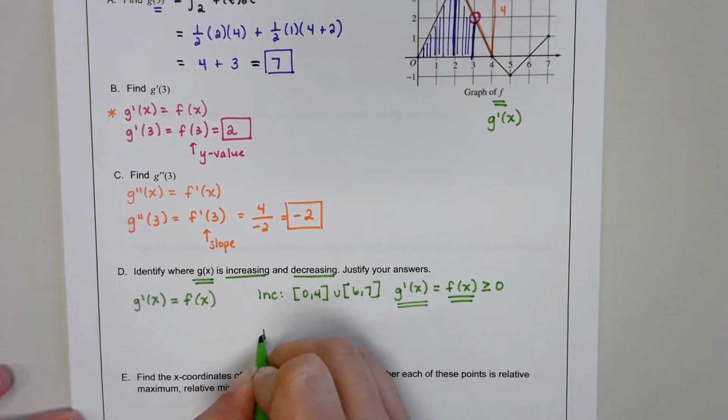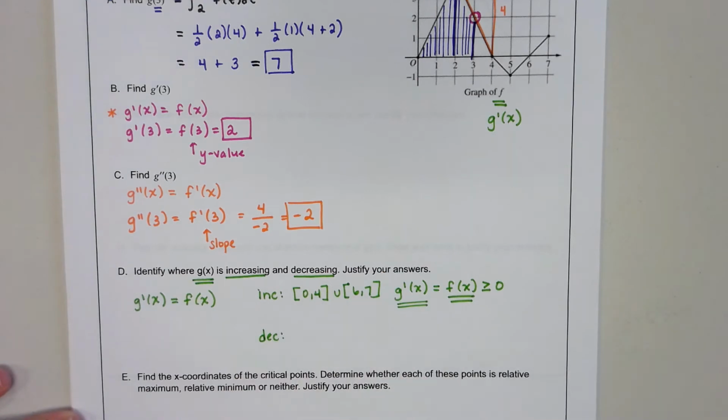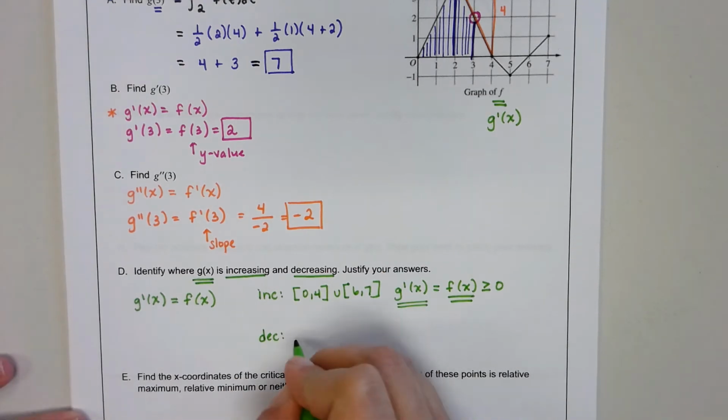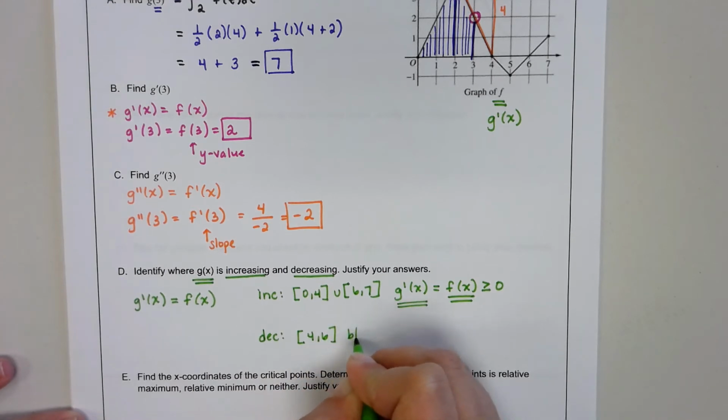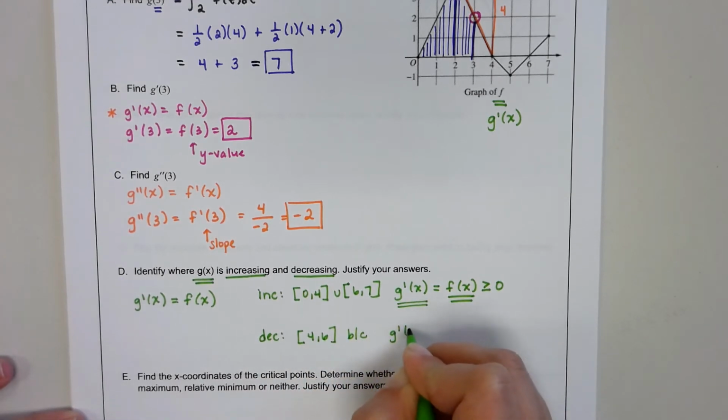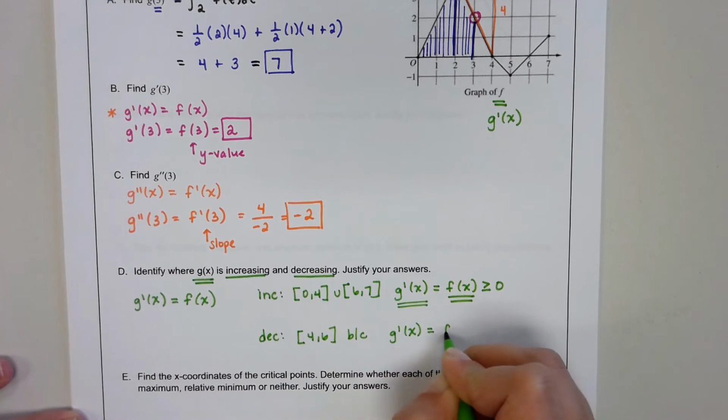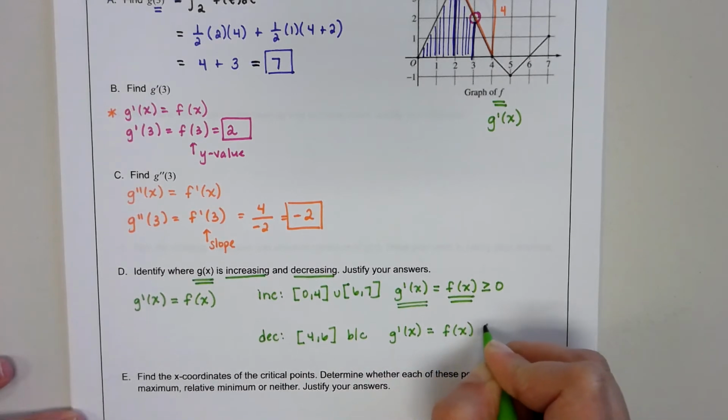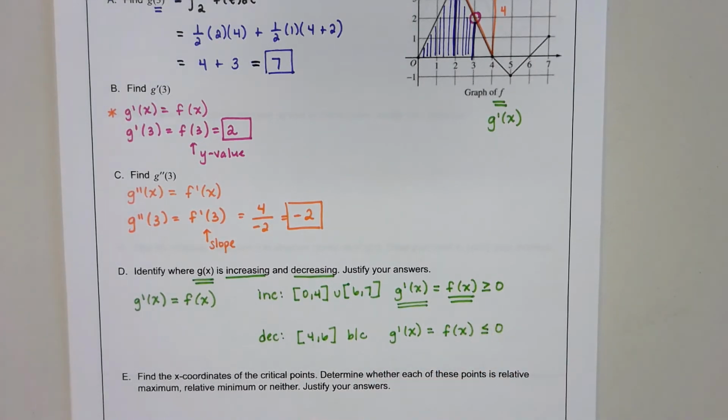Now I'm going to be decreasing for the portions of this graph that are below the x-axis, which would be from 4 to 6. And I would say because g prime of x, which is equal to f of x, is less than or equal to 0. It's negative.